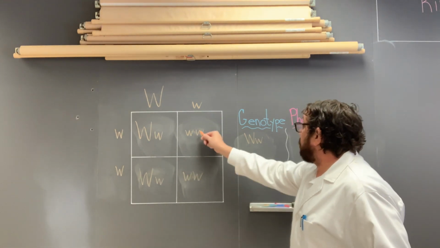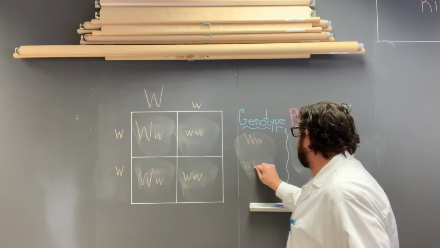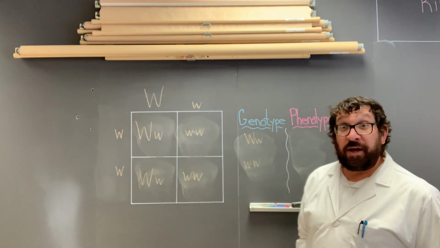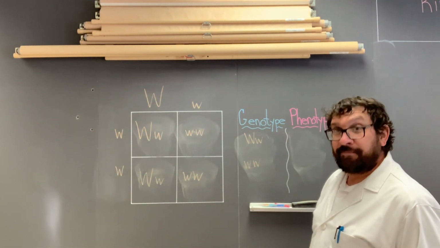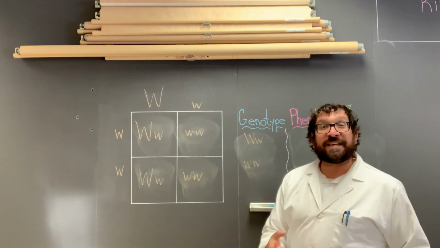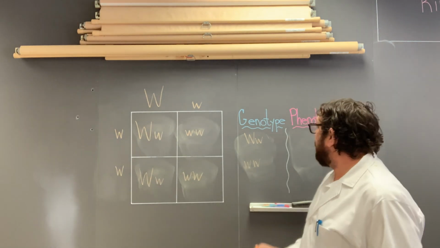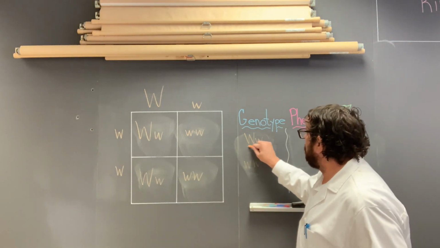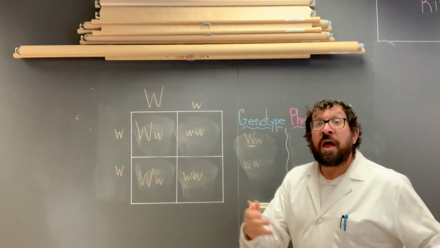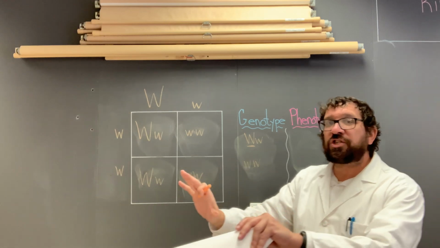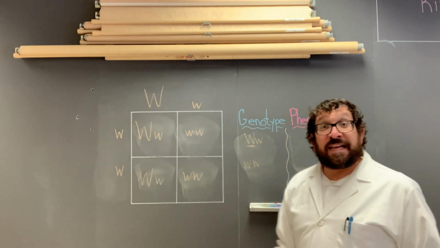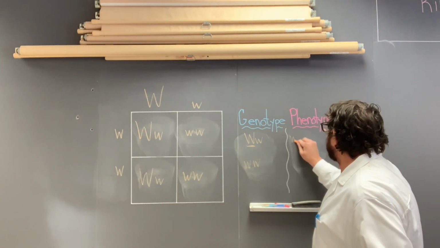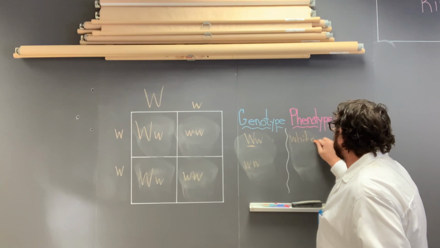How about right here? We've got another. What are we going to call that one? That's right, homozygous recessive. Okay. Phenotypes, the physical characteristics. Well, we've got a dominant gene right there. That dominant gene is going to push out the recessiveness, and we're going to get the dominant trait, which happens to be white wings.